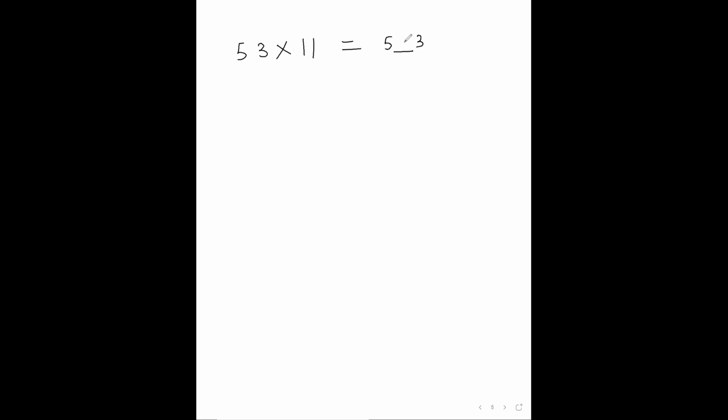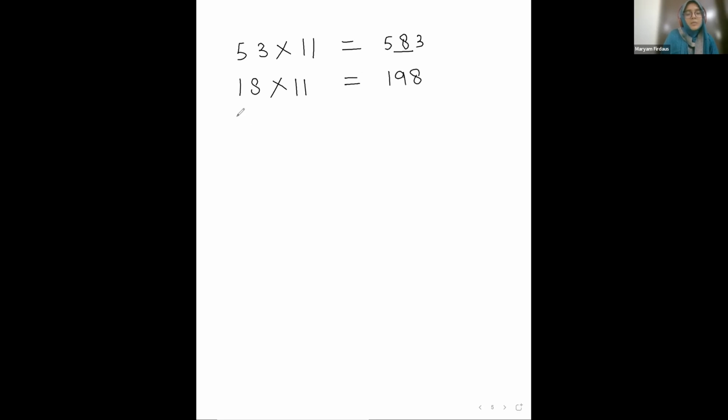593. Sorry, 93. 83. Okay. How about 18 multiplied by 11? What will the answer be? 198. 198. What about 41 multiplied by 11? What will the answer be? 451.